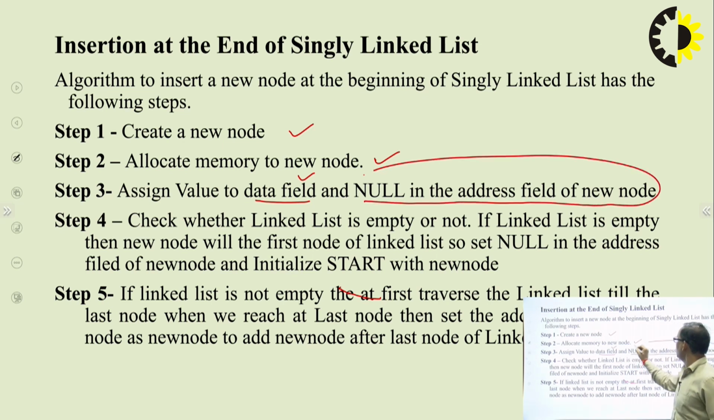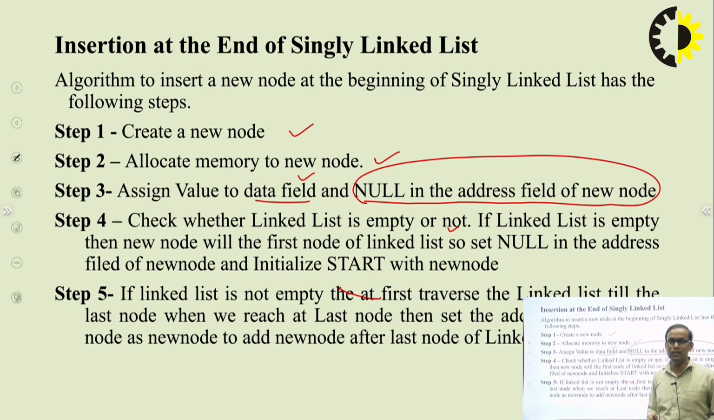This is important to note here, because the new node that we are going to insert at the end of the linked list will be added last. So we can set the address field of that node as null, because it is going to be the last node of the linked list. So in this scenario, we can assign the data value and also set null in the address field initially.